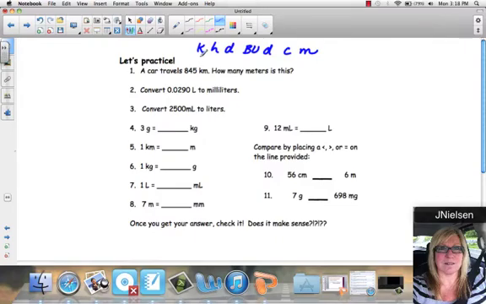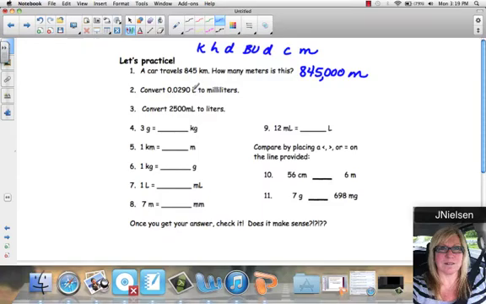So if I'm going from kilometers to my base unit, which is meters, you should see that you're moving 1, 2, 3 places to the right. So I take 845 and I move 3 places to the right, so I'm going to add 3 zeros. So 845,000 meters.